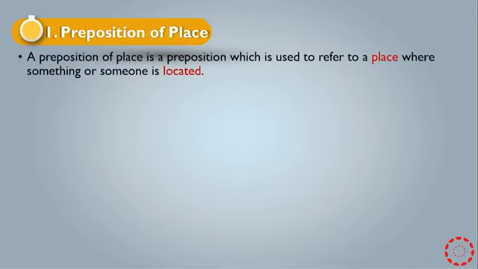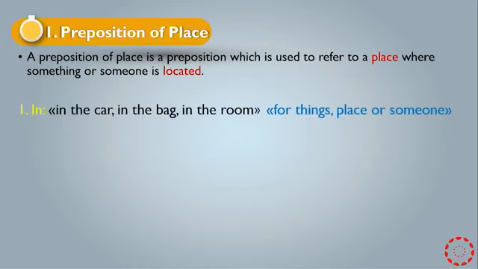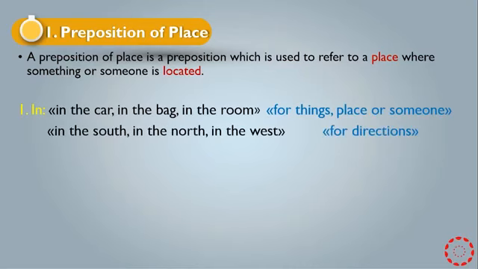A preposition of place is a preposition which is used to refer to a place where something or someone is located. The first preposition of place we have is in. In is used for things, place or someone, for example in the car, in the bag or in the room, and also is used to refer to direction, for example in the south, in the north or in the west.